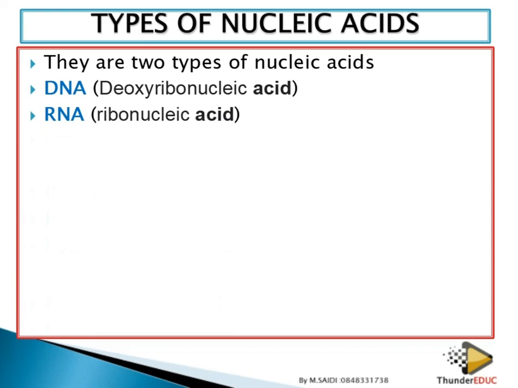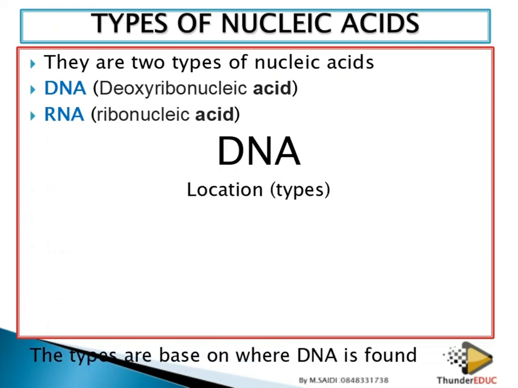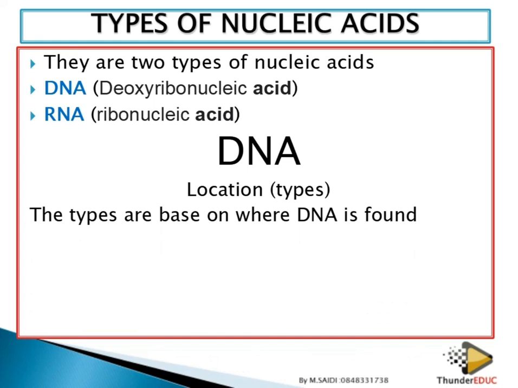Then let's start talking about DNA. Now DNA, we have to know where it is found and its name. And here we are saying the types of DNA are based on where DNA is found. Let me repeat, the types of DNA are based on where it is found. So we name a DNA based on where it is found, or based on its location.